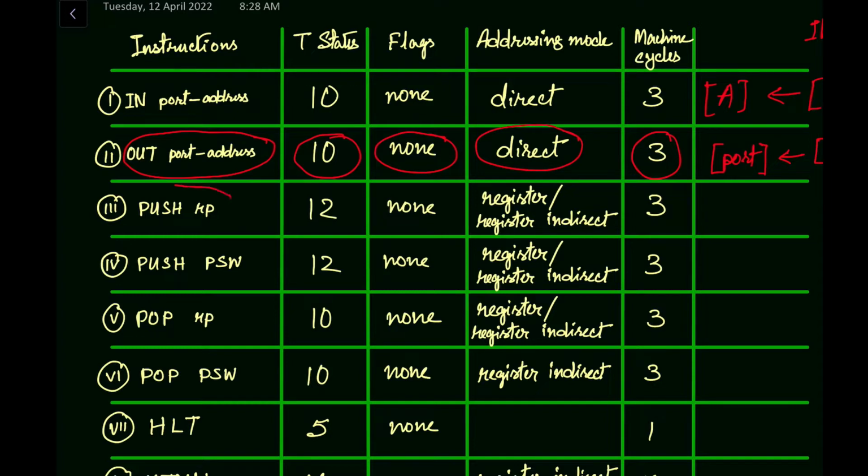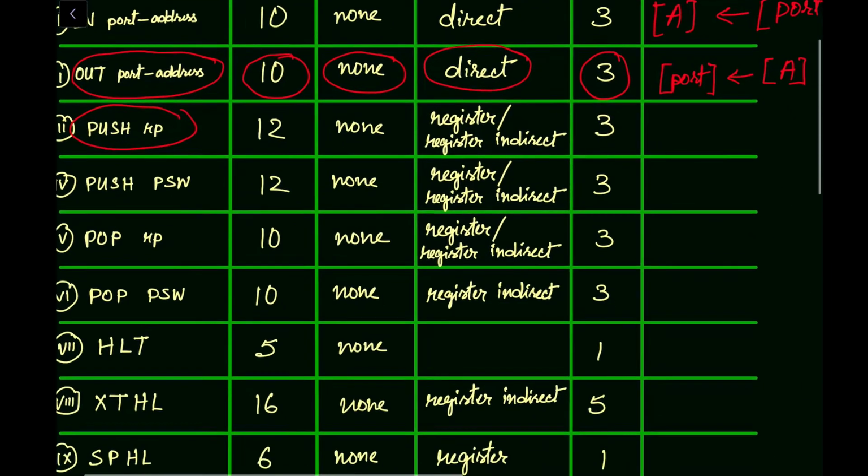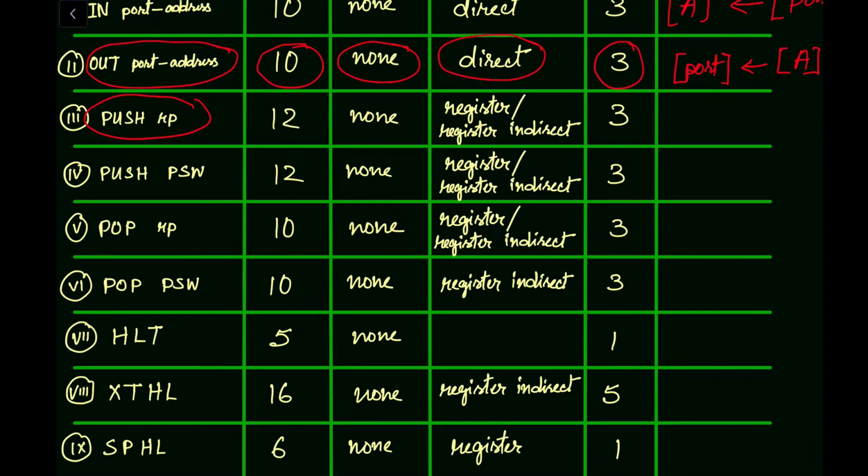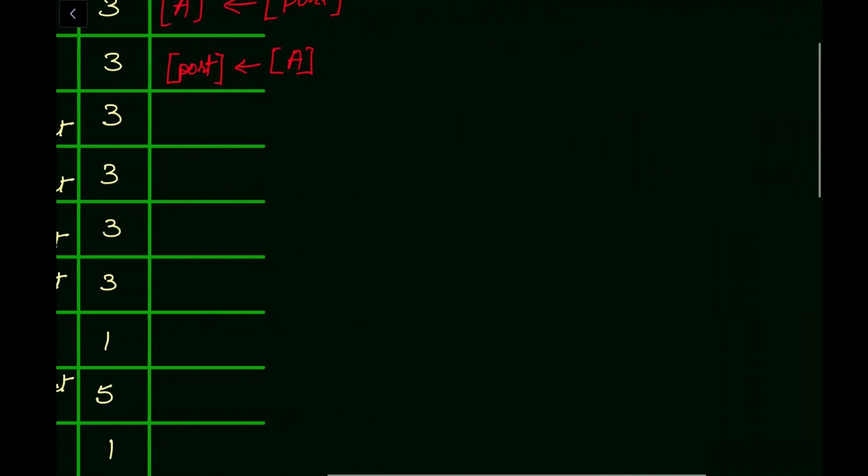Next we have PUSH RP. Whenever we have RP, small r, small p, RP represents a register pair, but there is no register called RP in 8085. Suppose we have BC, DE, HL; these are the register pairs. So we will have some register pair given in the instruction, and whatever the content of that register pair, that will be moved into the stack. So what is the concept of this stack? You have to understand.